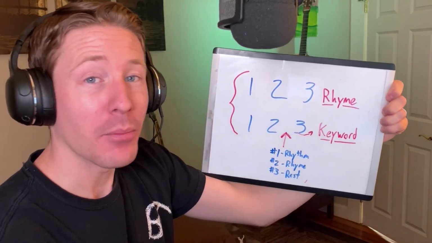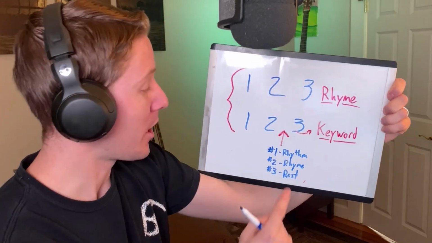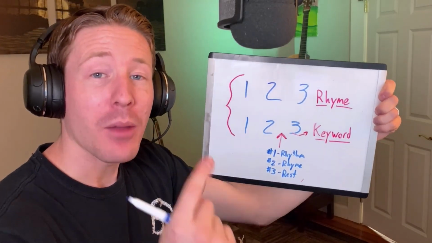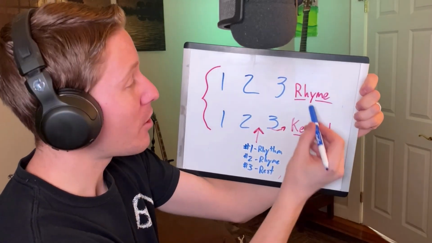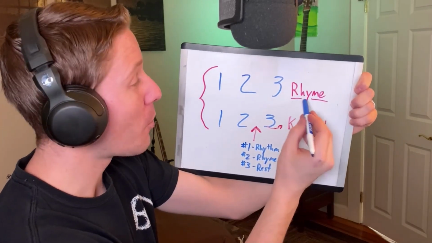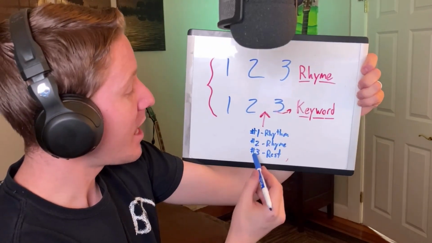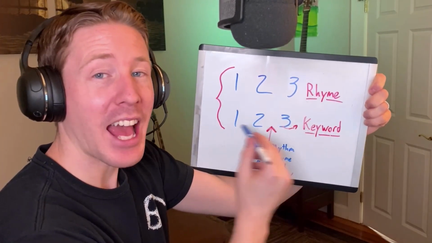1, you find the rhythm. 2 lines coming up form a couplet. 2, you get ready with a rhyme. First, you choose a keyword, you put it at the end of the couplet. Next, you find a rhyming word and you put it on the fourth beat of the couplet. And then 3, you fill in the rest as you go.